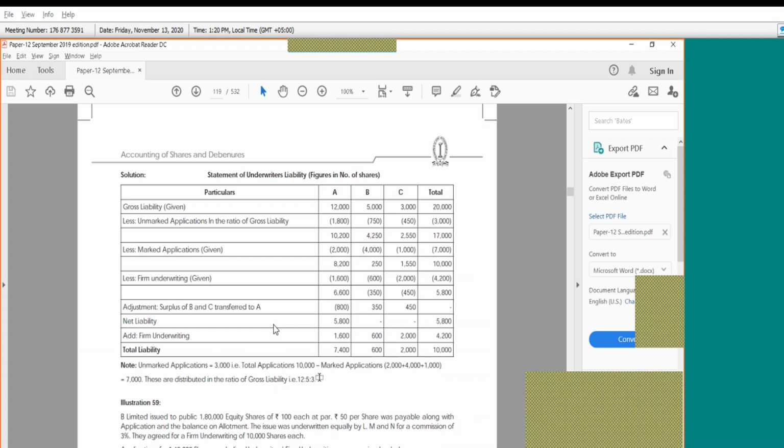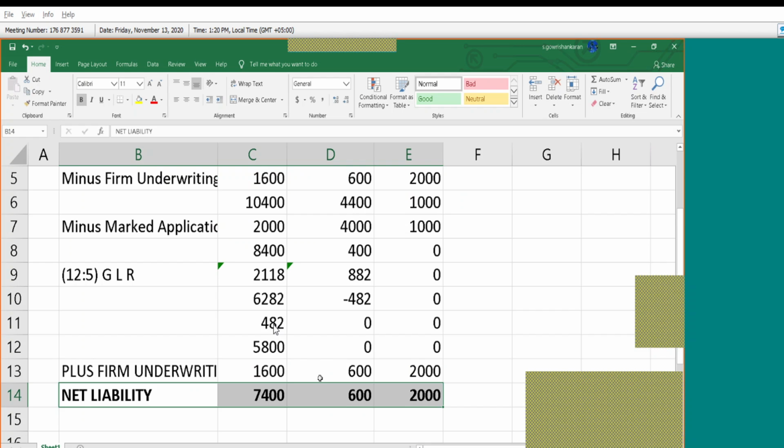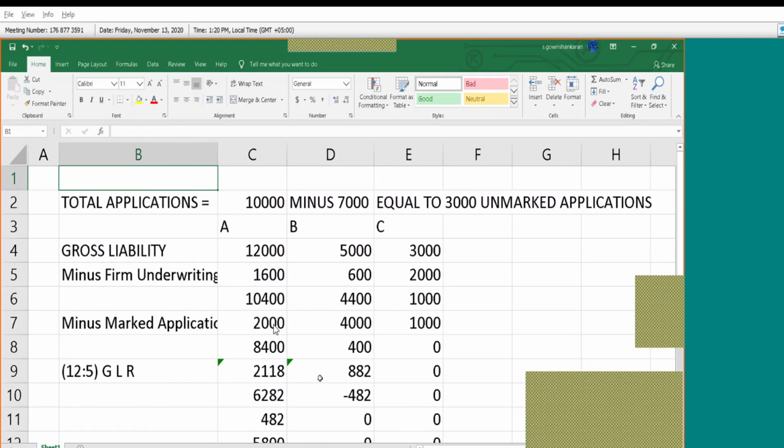What is the institute answer? Institute answer is also 7,400, 600, 2,000. But you follow this method. This will be the correct method. Okay? Net liability: you first deduct the firm underwriting, then marked application. If anything is pending, then you allot the unmarked application. Understood this problem? Any doubt in this problem, you can ask me.